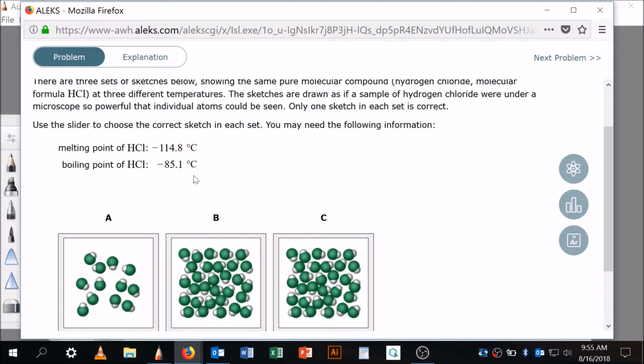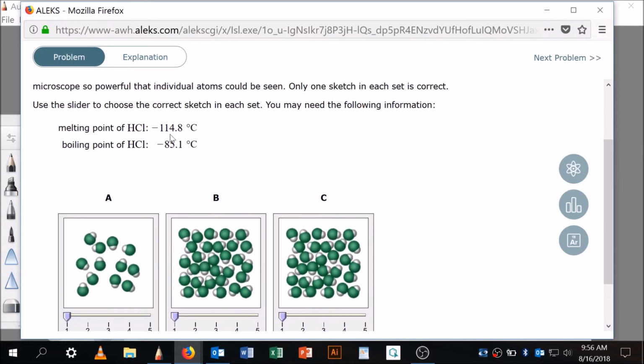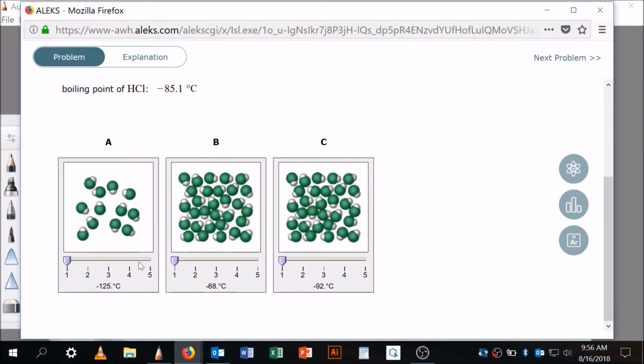I'm just looking at these right here. Something lower than minus 114 is going to be a solid, and anything in between these guys is going to be a liquid, right? All right, so let's make a prediction. Let's look at the temperatures down here. Minus 125, aha, that's below that. This is going to have to be a solid.